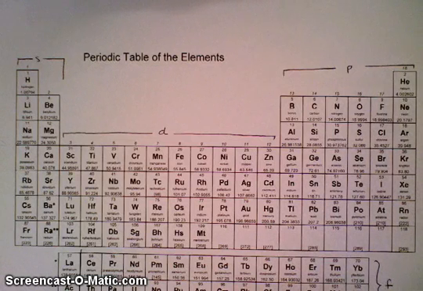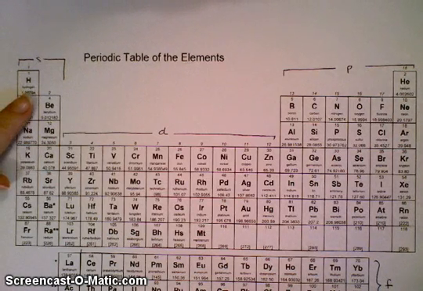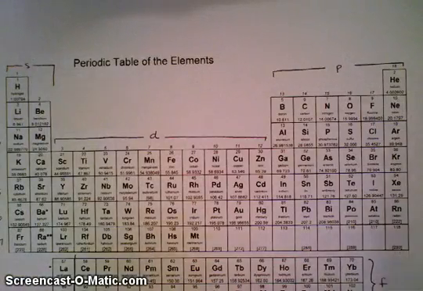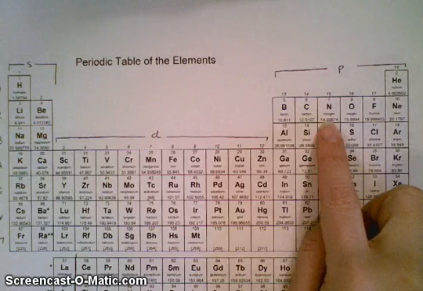So the first thing I want to look at is the electron configuration for hydrogen. Well, hydrogen is right here. It is in the S block. It is in the first row, so it is 1s1. So when I actually write the electron configuration for hydrogen, it would look like this: 1s with a 1 as a superscript.